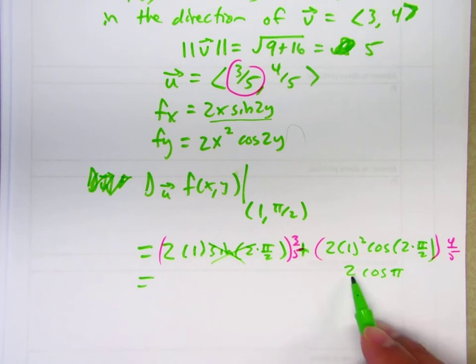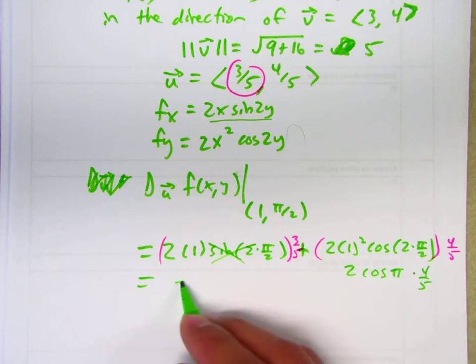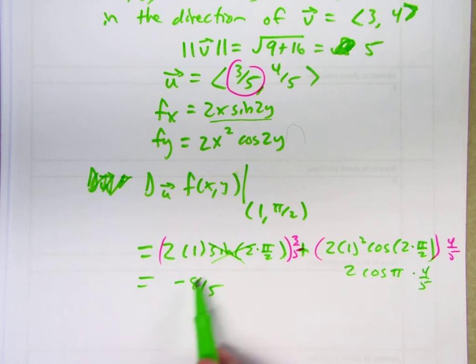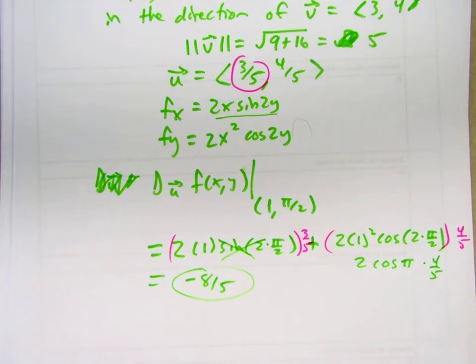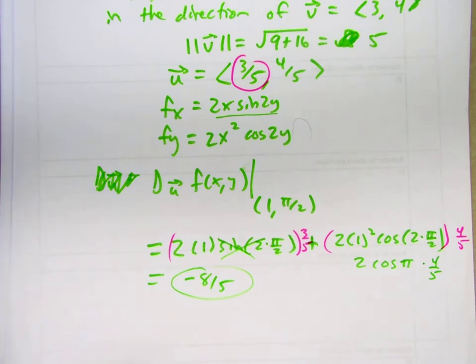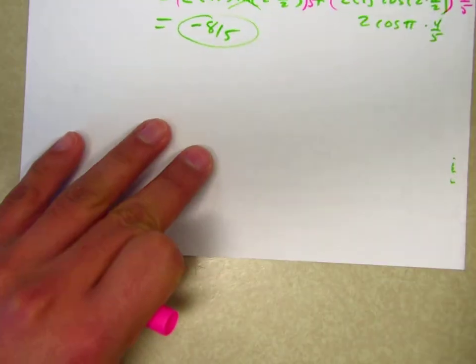And now here we're left with 2 times the cosine of pi times 4/5 cosine of pi. It's just going to be -1. And so here we get -8/5 for our answer. Okay. So directional derivatives, done. Now we're going to go on and talk about gradients.